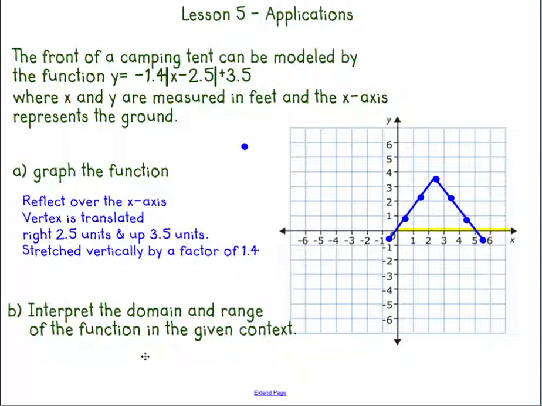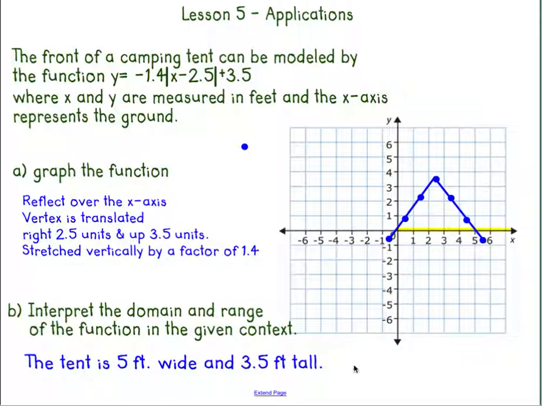What does that mean? Well, really, your domain is that the tent is 5 feet wide, so you're going from 0 to 5, so you want your domain to be from 0 to 5, and you're going to want that to be included, so I'll get a little blue arrow underneath from 0 to 5, and that would be included.